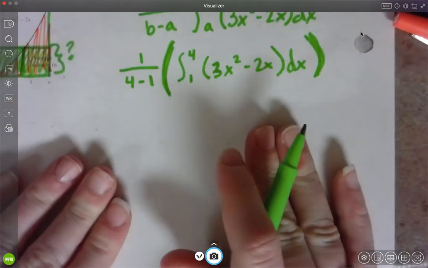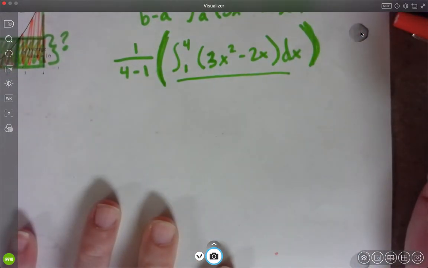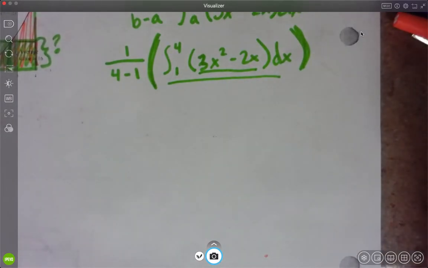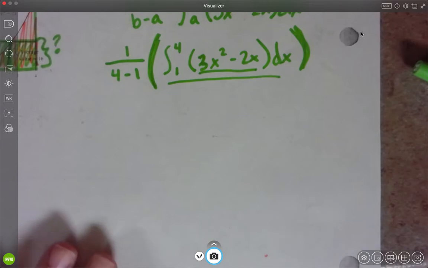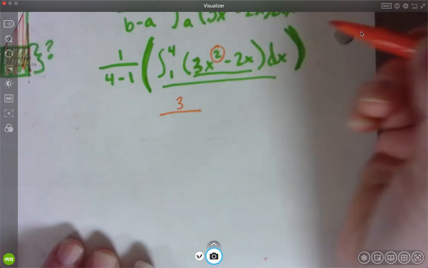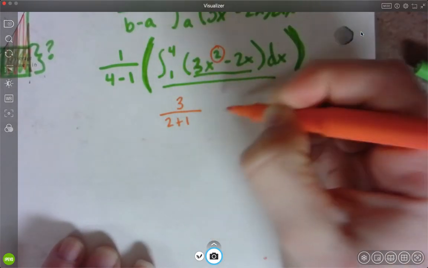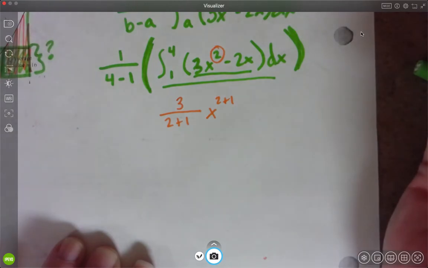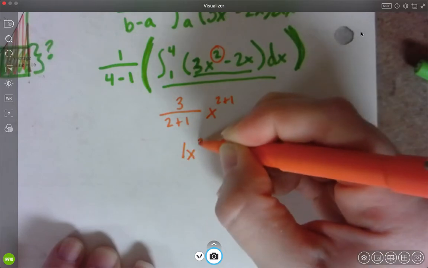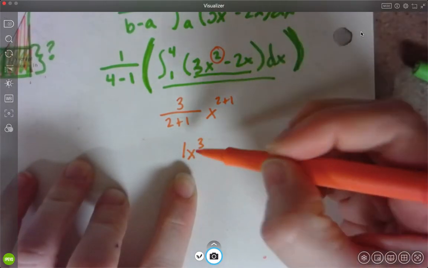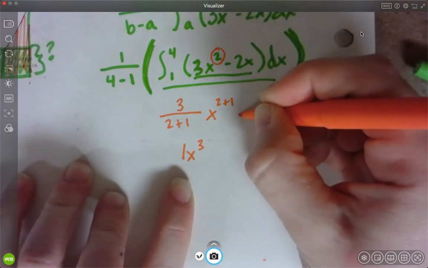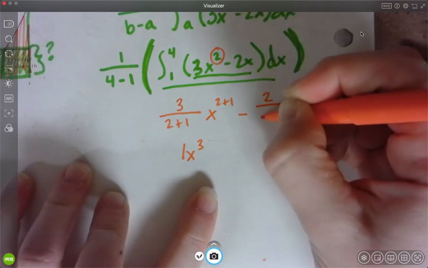All right, so let's do the inside part first. We need to take the antiderivative of 3x squared minus 2x. We can do 1 over n plus 1 times x to the n plus 1. So 3 over, n would be 2, so I have 2 plus 1, x to the 2 plus 1 power. That's 3 over 3, which is just 1x cubed. If I look at 1x cubed, is the derivative 3x squared? Yes, so that's correct.